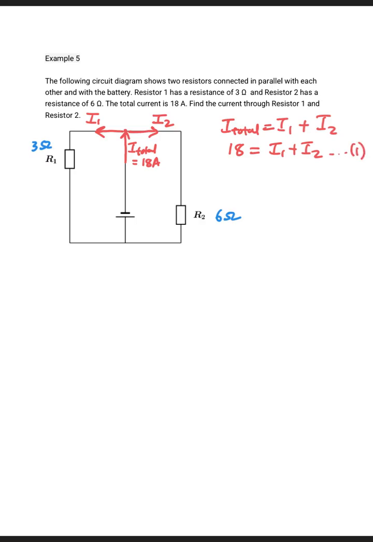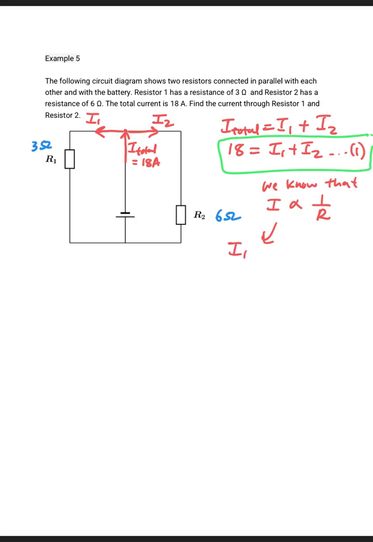So we have the first equation. And then after that, we know that resistance is inversely proportional to current, right? So it means we can say I1 is inversely proportional to R1, right? And I2 is inversely proportional to R2.